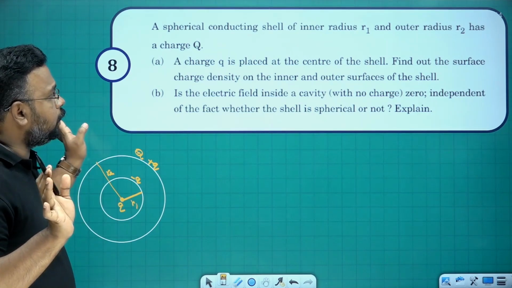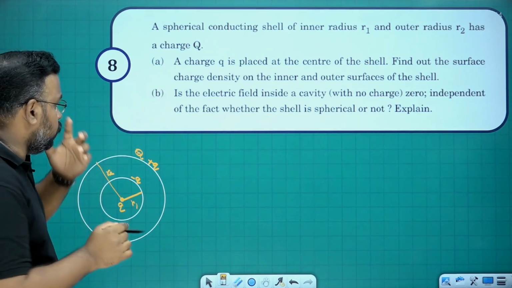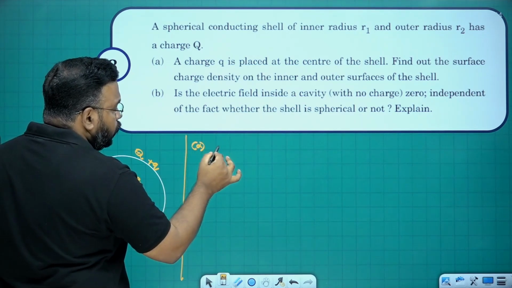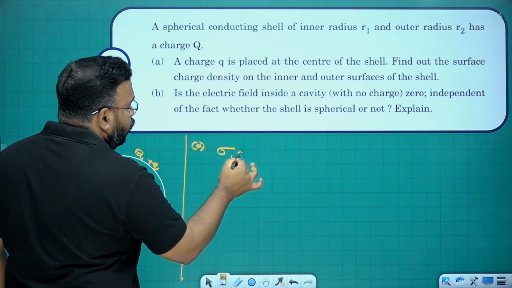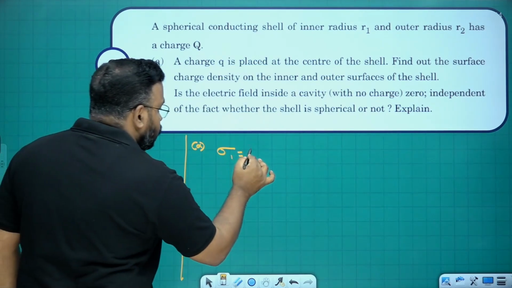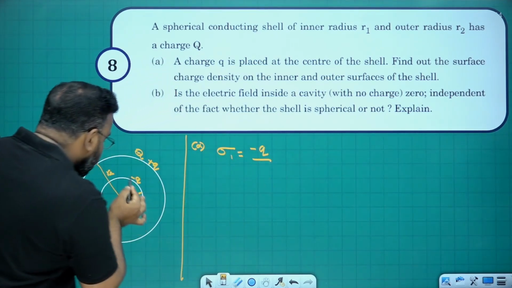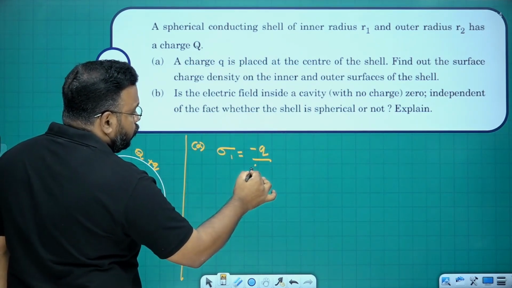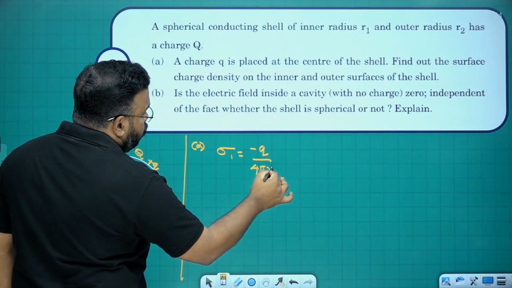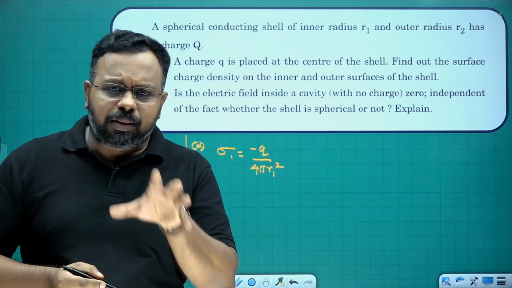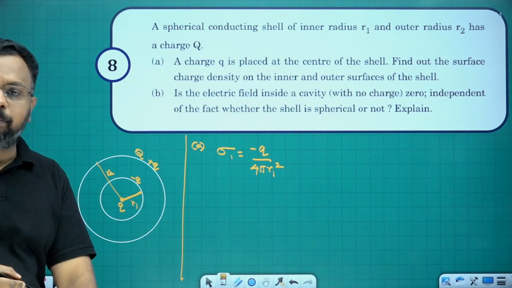Now what they are asking, find the surface charge density on the inner surface. I'm just taking the inner surface, we can take it as sigma 1. What is the surface charge density formula? Charge by area. What is the charge here? Minus q by the area of the inner surface. This radius is r1, so we get 4 pi r1 square. Simple question.